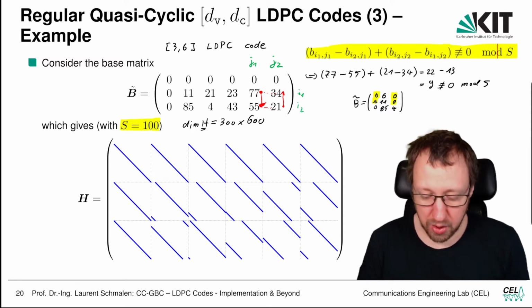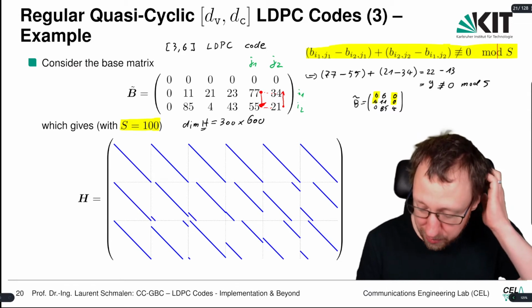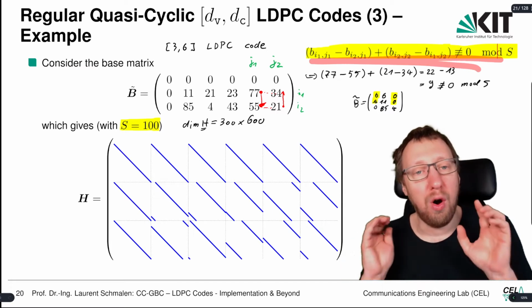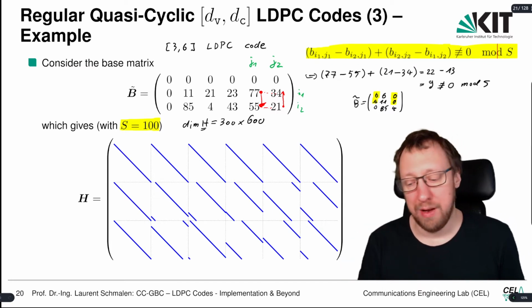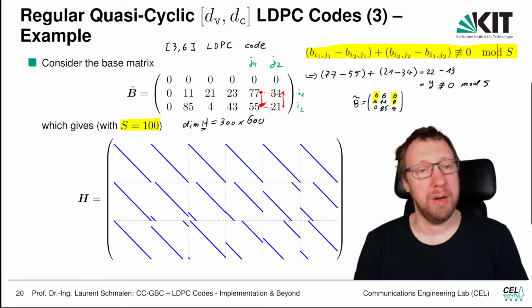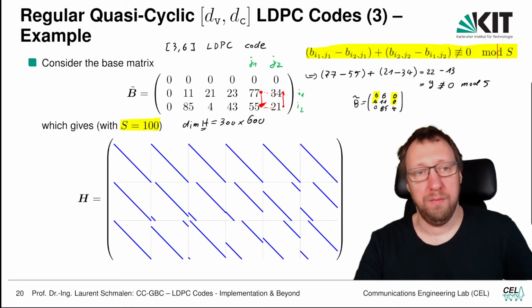So this is the condition, and when you generate the matrix, you need to make sure that this condition is fulfilled for all possible combinations of I and J. And then you will avoid 4 cycles and you have a code without stopping sets of size 2.